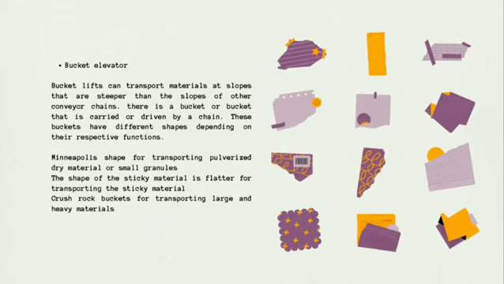Bucket elevator. A bucket elevator can transport material at slopes that are steeper than the slopes of other conventional chain conveyors. Therein, a bucket is carried or driven by a chain. This bucket has different shapes depending on the material. The minimum shape is for transporting powdery, dry material, or small granules. The shape for sticky material is flatter, for transporting sticky material, and cast rock buckets are for transporting light and heavy material.